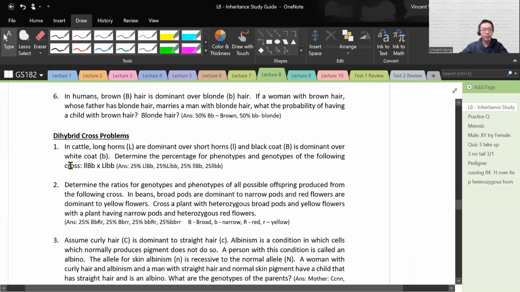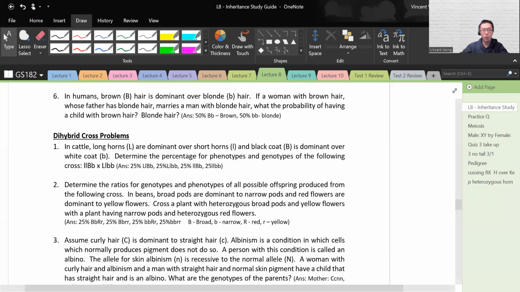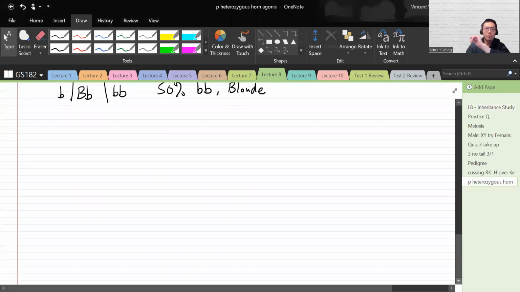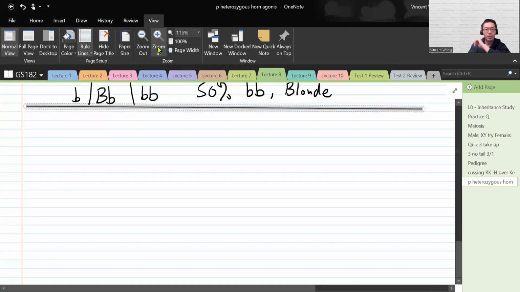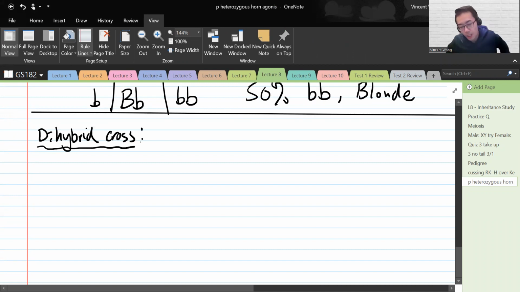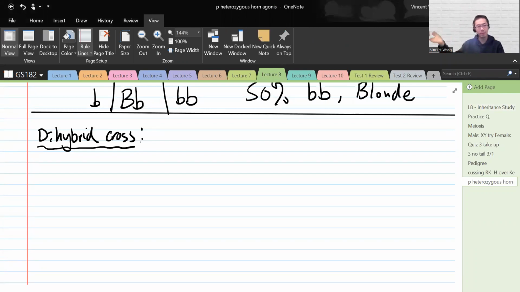So let's go back and try a different question now. We have a cattle with long horns. So let's copy this. Actually, you know what? Before we do that, since a lot of you didn't watch the video, it's important we go through this thing. Okay, so like a dihybrid cross. Dihybrid cross means we are tracking two genes at the same time, right? Two separate genes. So instead of just big B, small b, we're tracking another one, maybe like big A, small a or something like that.